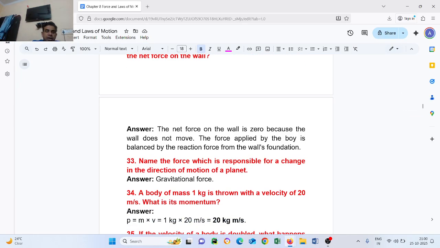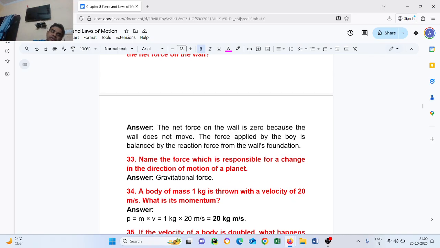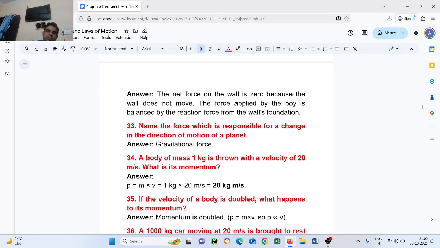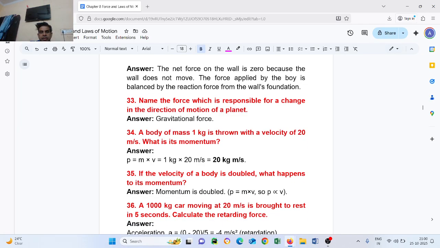Question number 33. Name the force which is responsible for a change in the direction of motion of a planet. Gravitational force. Question number 34. A body of mass 1 kg is thrown with a velocity of 20 meter per second. What is the momentum? P equals m into v. 1 kg multiplied by 20 meter per second equals 20 kilogram meter per second.